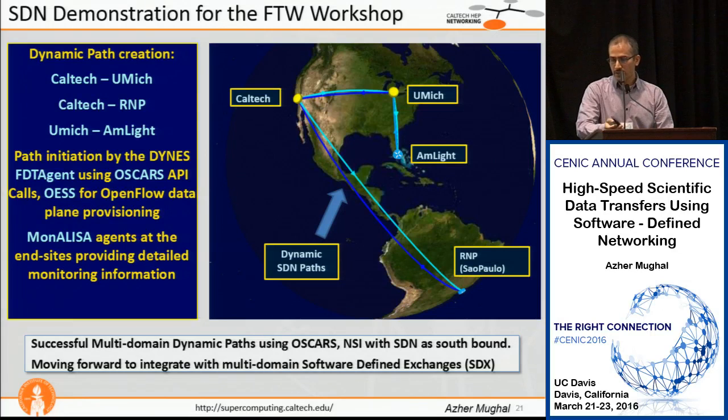Over here you can see that Caltech is connected to the RNP in Sao Paulo in Brazil. Caltech is connected with Michigan. Michigan is connected with AMPATH. And this was all monitored through the MonALISA agents installed on the end sites.